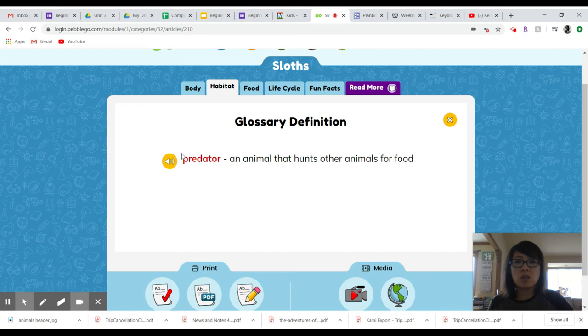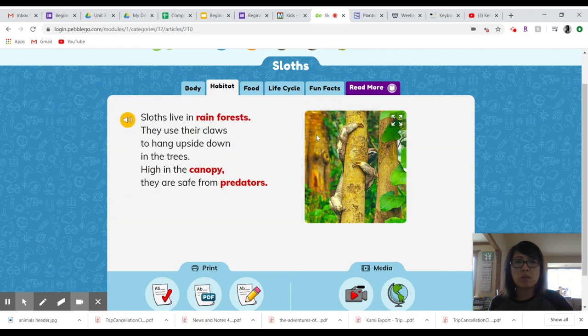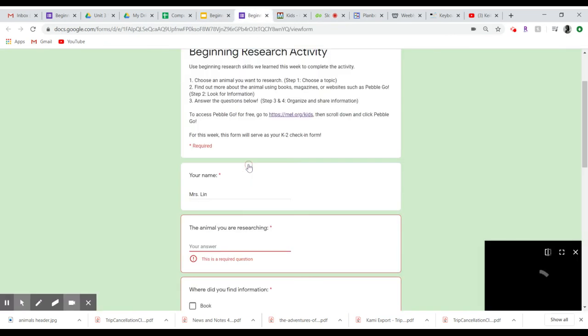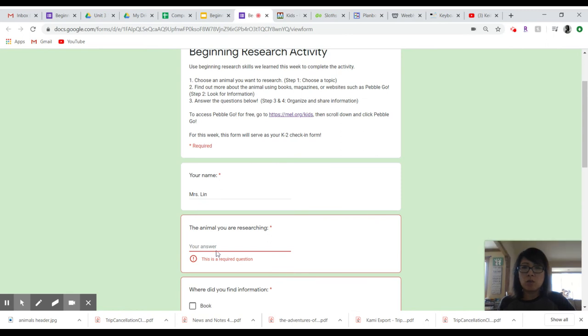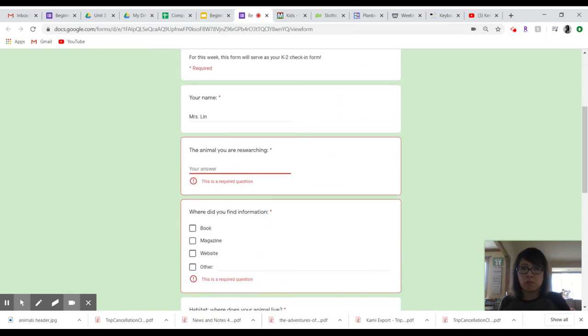All right, so that's a really nice feature when you're doing research on this website because it will give you some help with definitions and new words. Okay, so sloths live in rainforests. I think that's a good answer for our habitat question. So I'm going to go ahead and go back to my form and fill this out.